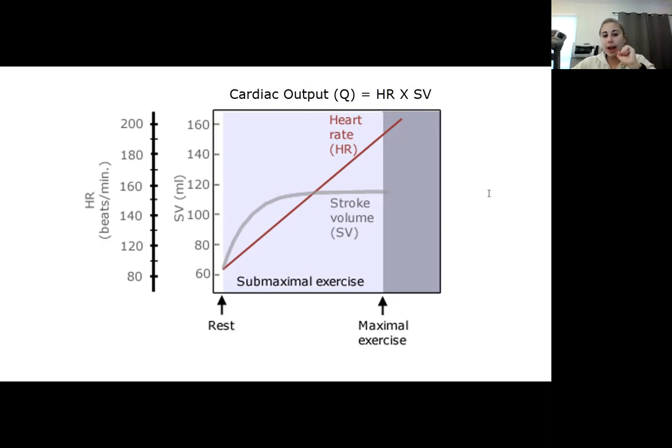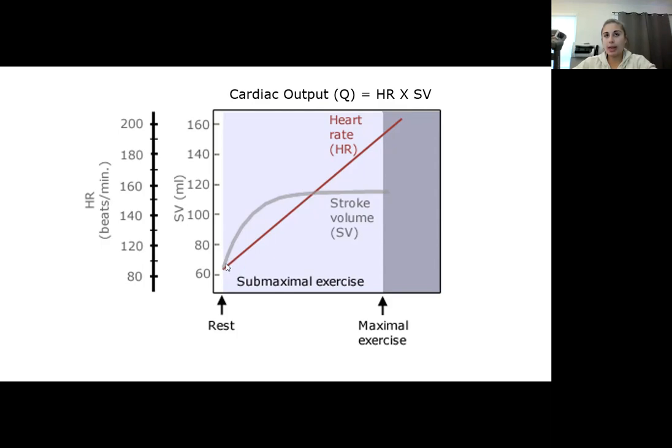We're looking here at progressive exercise, going from submaximal to maximal intensity. What do we see happening? Firstly, we see heart rate go up, and that's quite a linear increase. Heart rate linearly goes up as the intensity goes up, and I think we know that already, until we get to our maximal level, which could be around 200.